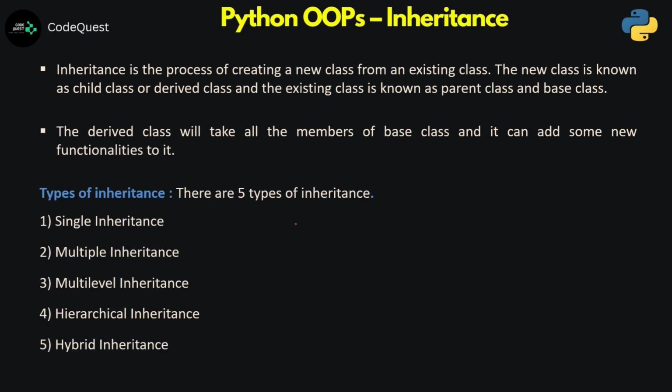Now in Python, there are 5 types of inheritance: single inheritance, multiple inheritance, multi-level inheritance, hierarchical inheritance, and hybrid inheritance.